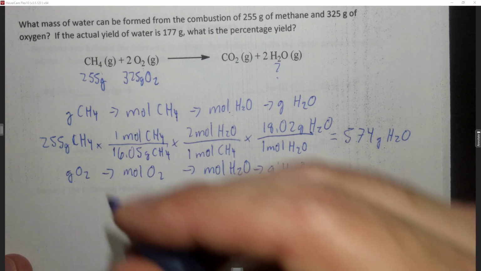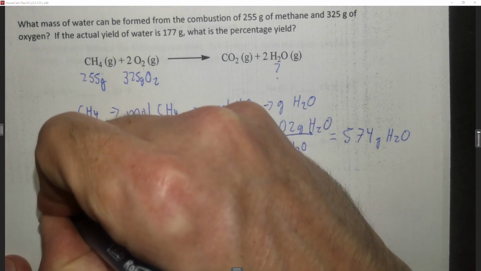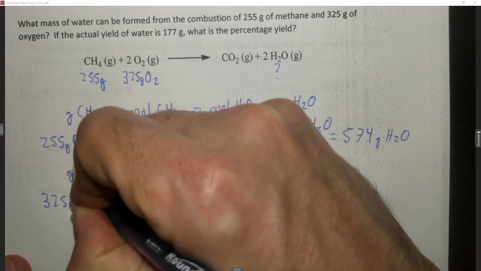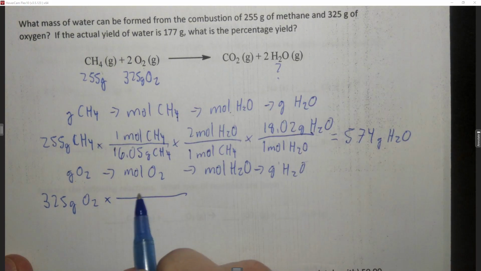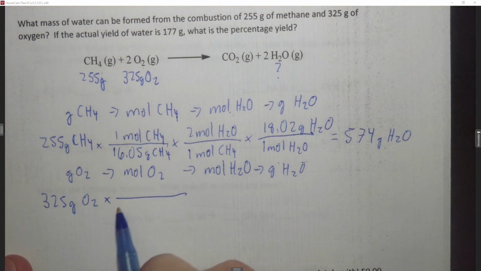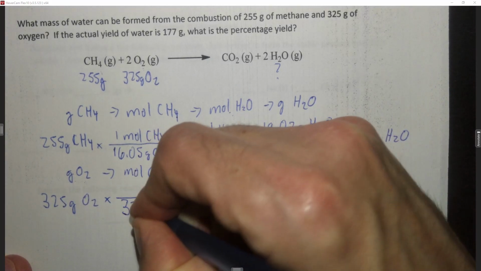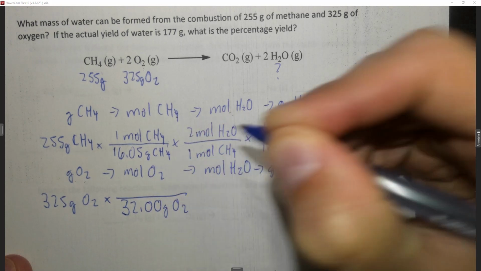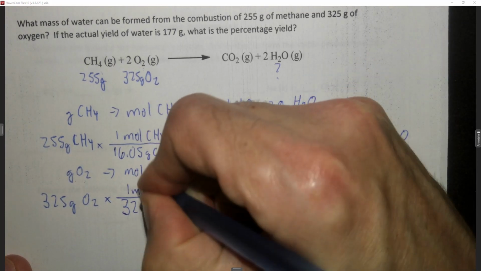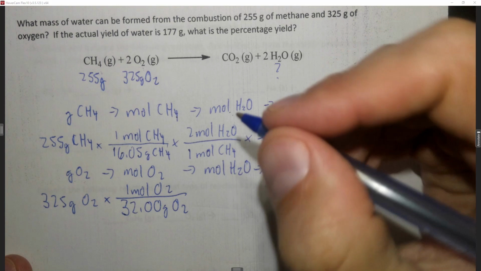So starting with, in this case, 325 grams of oxygen, times we need to convert grams of oxygen to moles of oxygen. Don't forget that oxygen is O2, so don't put in 16, put in 32 grams of oxygen on the bottom and 1 mole of oxygen on the top.